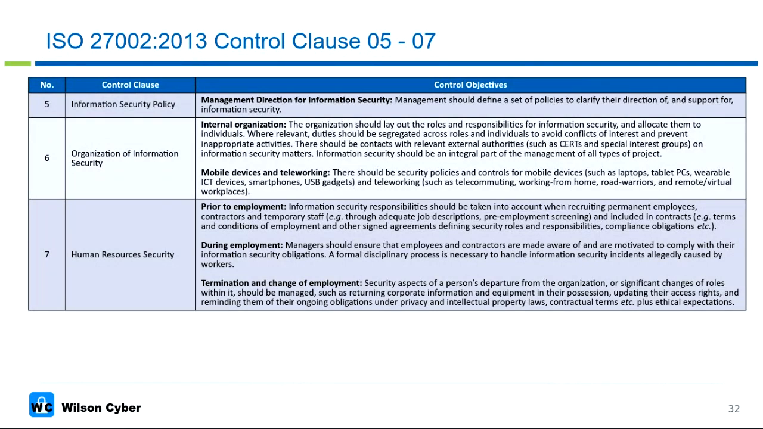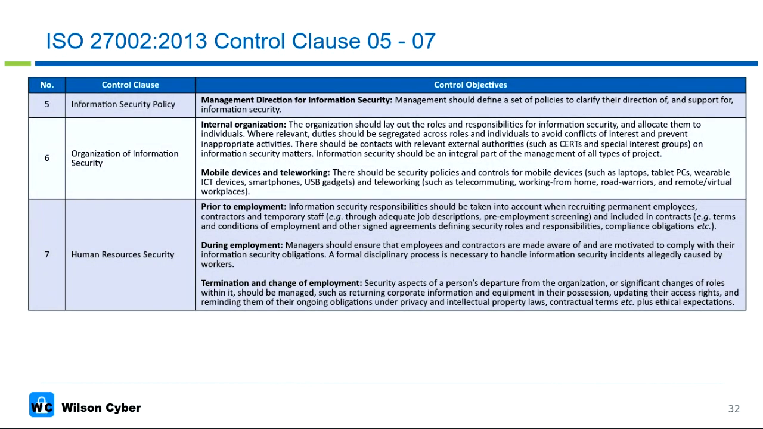Internal organization: the organization should lay out the roles and responsibilities for information security, allocate them to individuals, and where relevant, duties should be segregated across roles and individuals to avoid conflicts of interest and prevent inappropriate activities. There should be contacts with relevant external authorities such as cyber emergency response teams and special interest groups on information security matters. Information security should be an integral part of the management of all types of project.